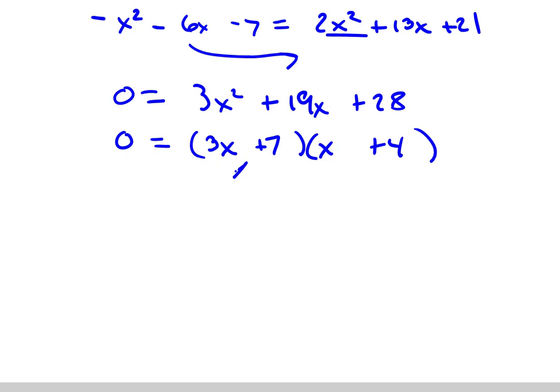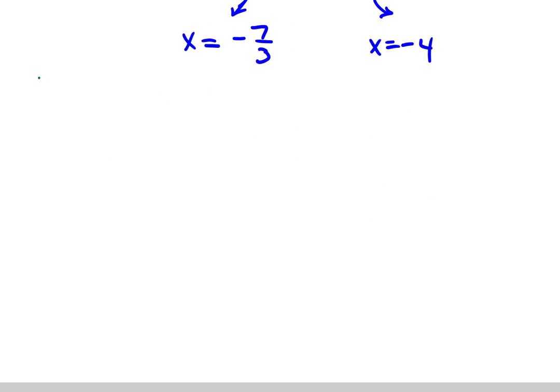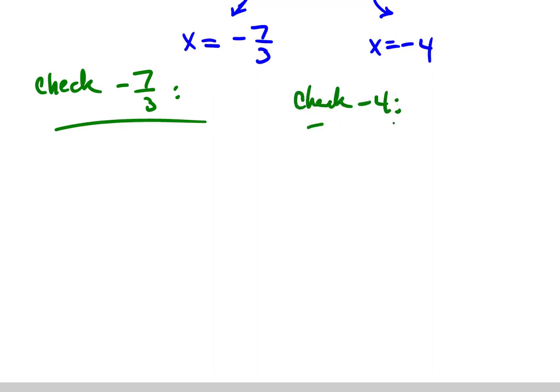Then we'll set our factors each equal to 0 since their product is 0. That's the zero product property, which will give us two values. X equals negative 7/3 and x equals negative 4. Of course, this being a rational equation, we should definitely check our solutions, our proposed solutions. So we should check negative 7/3, and we should check both negative 4 as well.